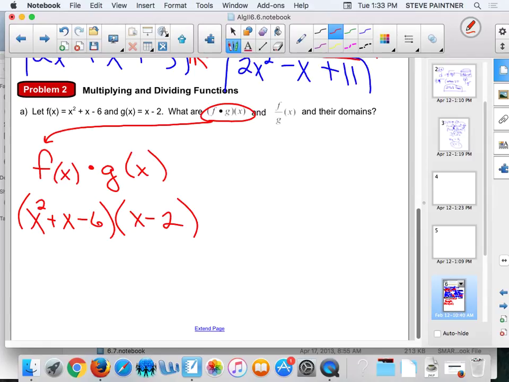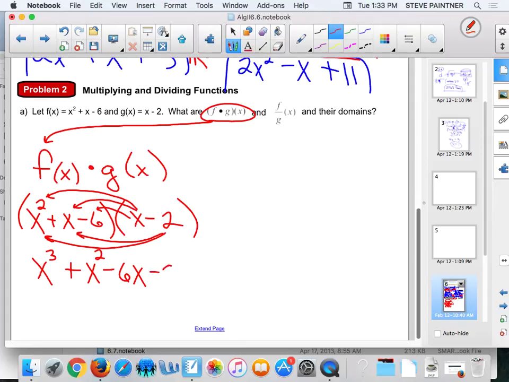Now what? Distribute. Somebody said FOIL a couple of hours ago, but FOIL goes with binomial times binomial, so I like it, Ty, when you said just distribute it through. What are we going to get? x cubed, followed by x squared, followed by negative 6x. Now take the negative 2 and run it through. Negative 2x squared, followed by negative 2x, and the last one, plus 12.